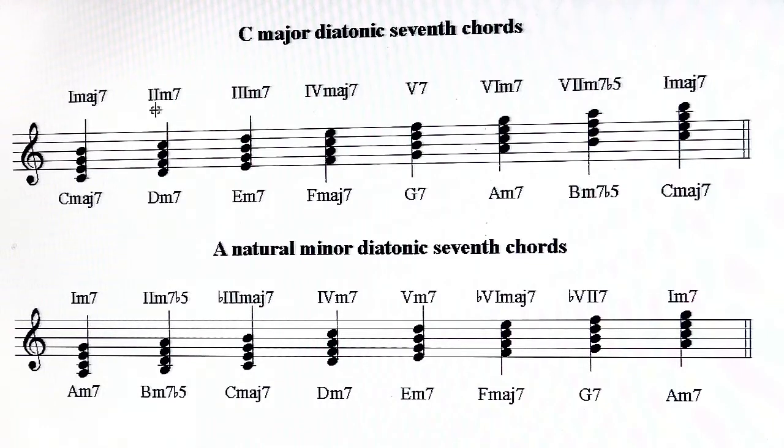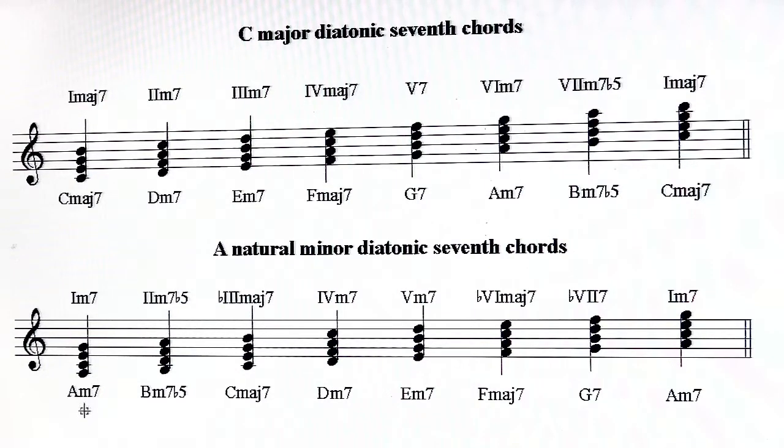D minor 7 functions as 2 minor 7, while in natural minor it is the 4th degree on the scale, 4 minor 7. E minor 7th is 3 minor 7th in major, and 5 minor 7th in minor. 4 major 7th in major becomes flat 6 major 7 in natural minor. The 5 7 chord, G7th, in major is flat 7 7th in natural minor. The 6 minor 7, which is our A minor 7th, becomes 1 minor 7th.